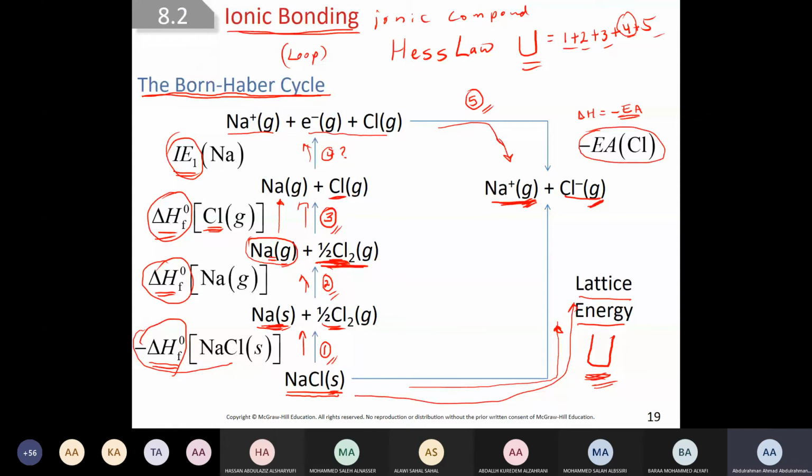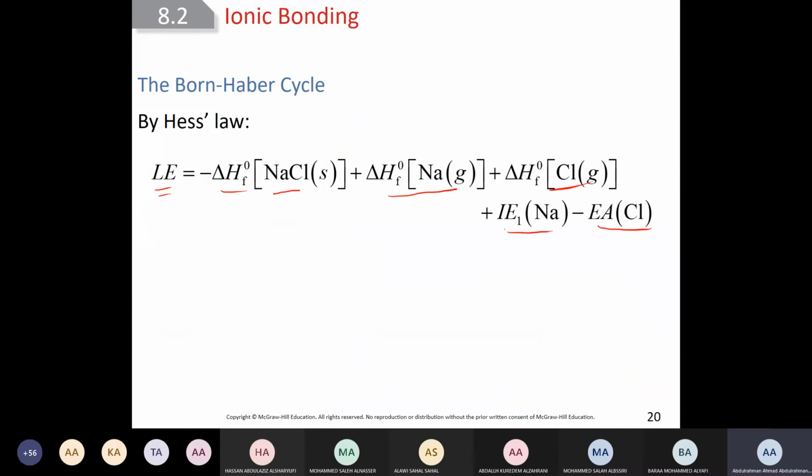Notice one more thing, that this one is reversed. Why? Because the heat of formation is to make this one. We're doing here the reverse of heat of formation, and that's why we reverse the sign here. But here, the heat of formation is okay because we're going from solid to gas, and that's why we keep the same heat of formation for this one. I want you to notice these values.